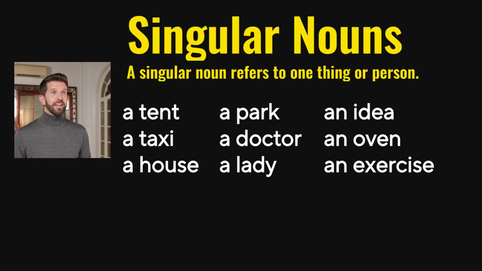For example, a tent, a park, an idea, a taxi, a doctor, an oven, a house, a lady, an exercise. Each of these nouns names just one object, person, or place.